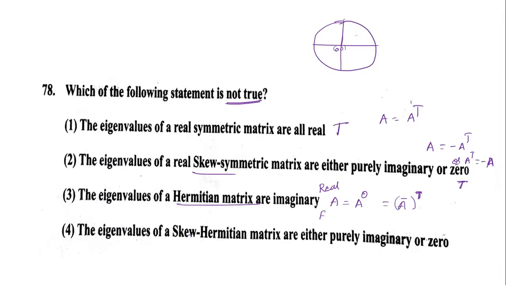Next, the eigenvalues of a skew Hermitian matrix are either purely imaginary or 0. That means A is equal to minus A theta. In this case, we get imaginary or 0 eigenvalues. This is also true. The not true statement is option 3. The right answer is option 3.